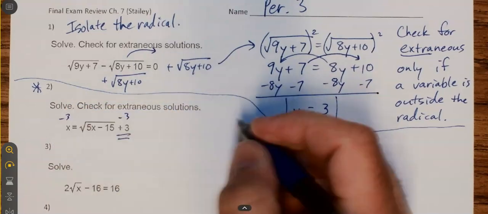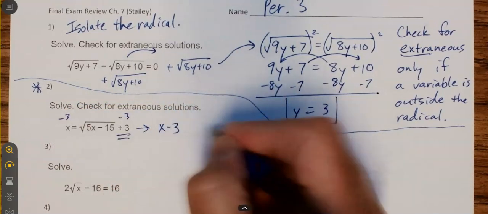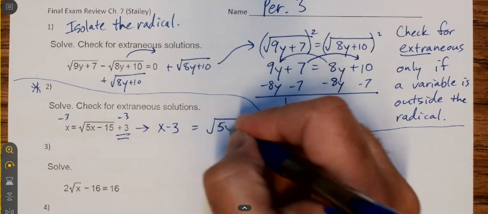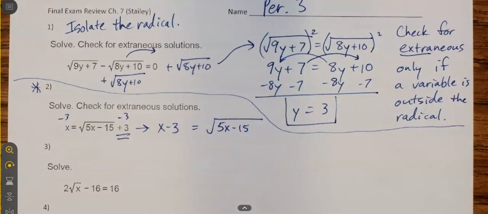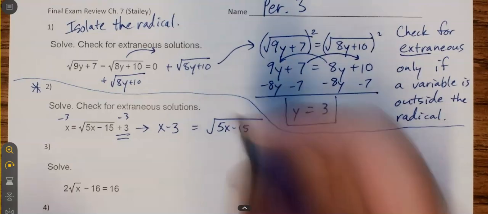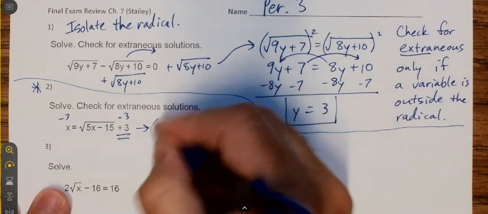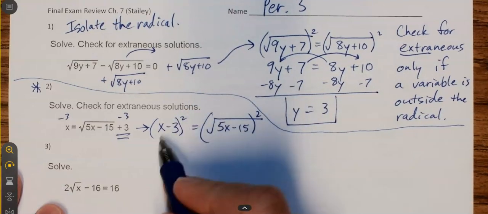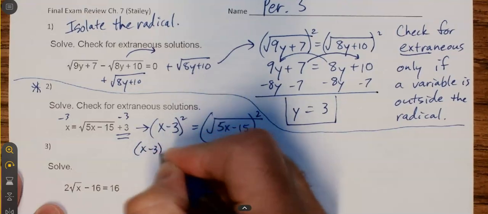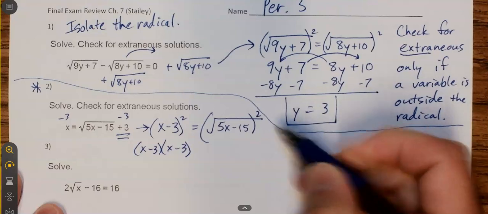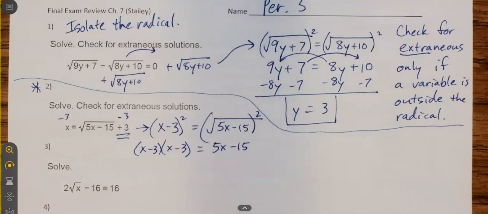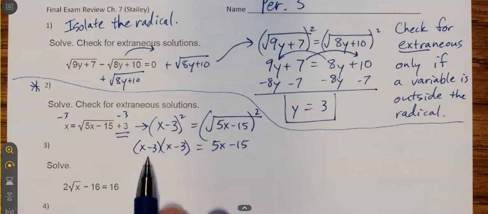Subtract 3. So now we have x minus 3 equals square root 5x minus 15. Cypress, what should we do to get rid of the square root? Square both sides. Thank you very much. Now, when you say that you're squaring something, that literally means you're multiplying it times itself. The other side is easy, 5x minus 15, because the square and the square root cancel out. But what? You've got to FOIL this.